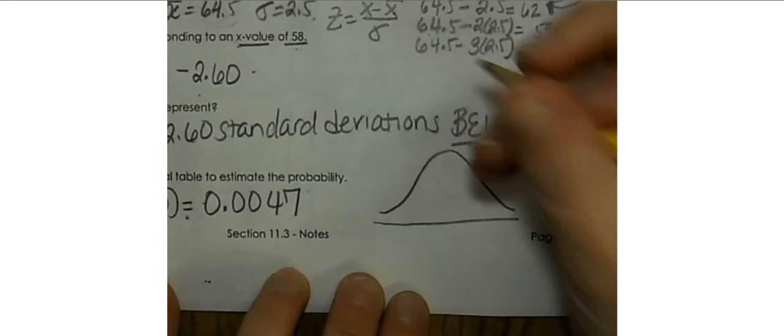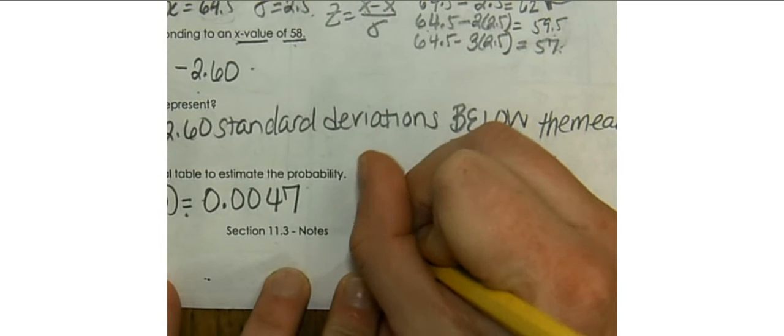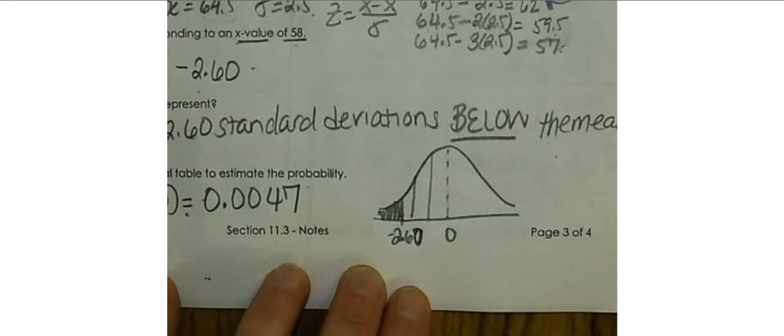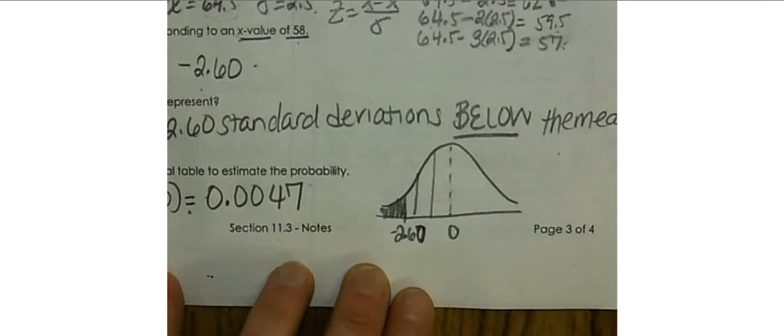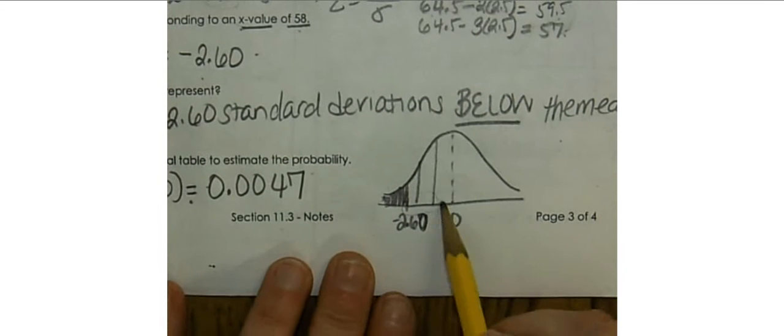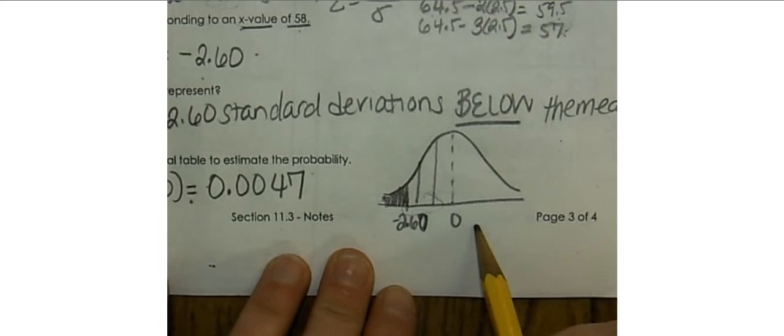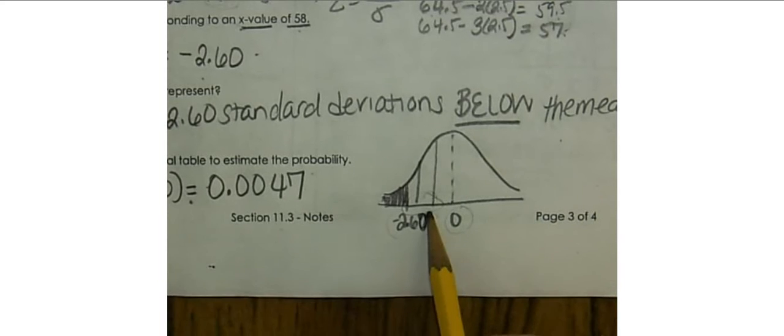So I need to draw my little picture. That's important that we always draw our pictures. So my mean is 0, and I'm looking at 2 standard deviations below the mean. So here's 1, here's 2, here's 3. 2.6 is closer. So I just am going to write down -2.60, and we want the values less than or equal to -2.60, and so that's where I'm going to shade. You do not need to label any of these. You just need to always show your mean and then always show your focus. What is the value that you're focusing on?